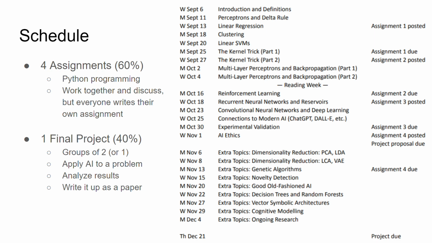All right, so that's going to be the overall schedule. We'll see how close we stick to that schedule. I'm hopeful, but we'll see. All right. Where are we going to go from here?